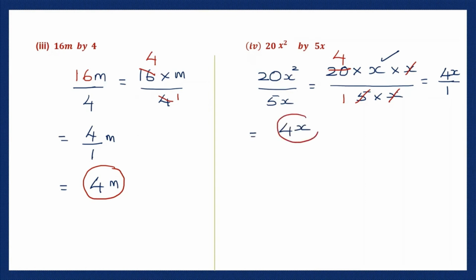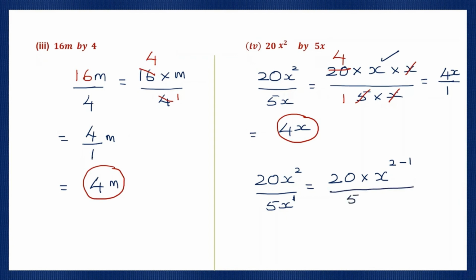Now I can do the same question using the exponent law. So let me work that out also for you. So 20x square by 5x. So this is 20 into, now according to the exponent law, when it is division, we can subtract the powers. So for x, I can say 2 minus 1, because I have 1x down, isn't it? So in my denominator, I have only 5 left.